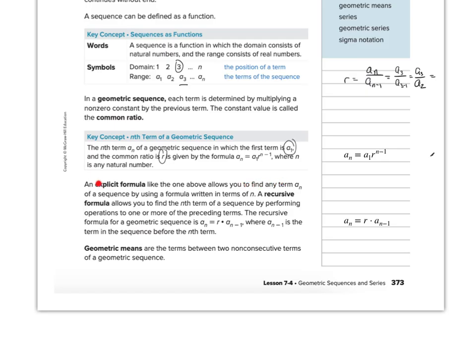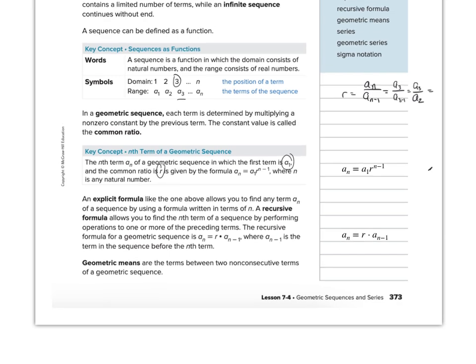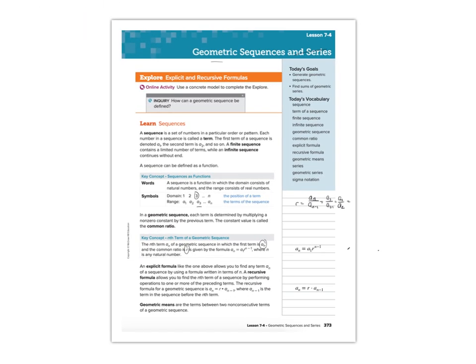So I like to think of explicit as going to the exact term. Recursive, I have to move in order. And then here, geometric means are the terms between two non-consecutive terms in a geometric sequence. So, a characteristic connection to exponential functions.